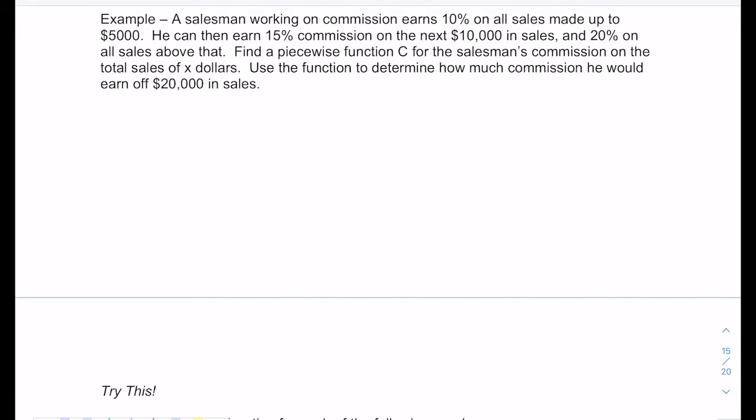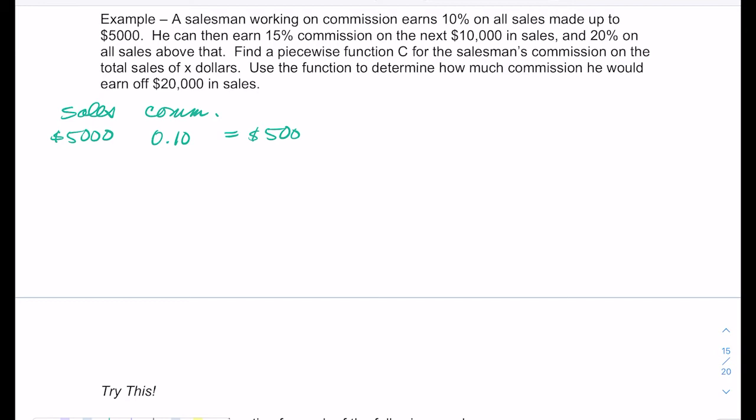Okay, so without this piecewise function, you could work this out, but it would become very tedious, right? So what this is saying is, if his sales are $5,000, he'll get a commission of 10% on all sales made up to that. So if I multiply 5,000 times 10%, I get $500. So he would earn, up to at most, $500.